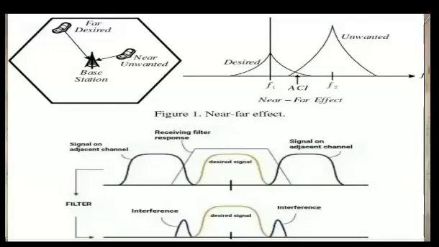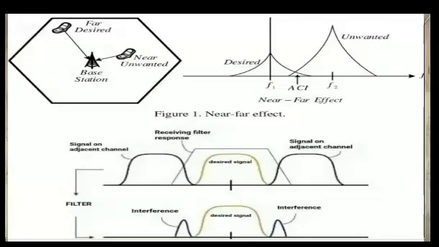The small lines denote the receiving filter response, and the blue and yellow lines are signals on the adjacent channel. See here, whenever the filter filters the desired signal, at that time the unwanted adjacent signal also comes into that filter, and due to those unwanted signals, the interference will be created.